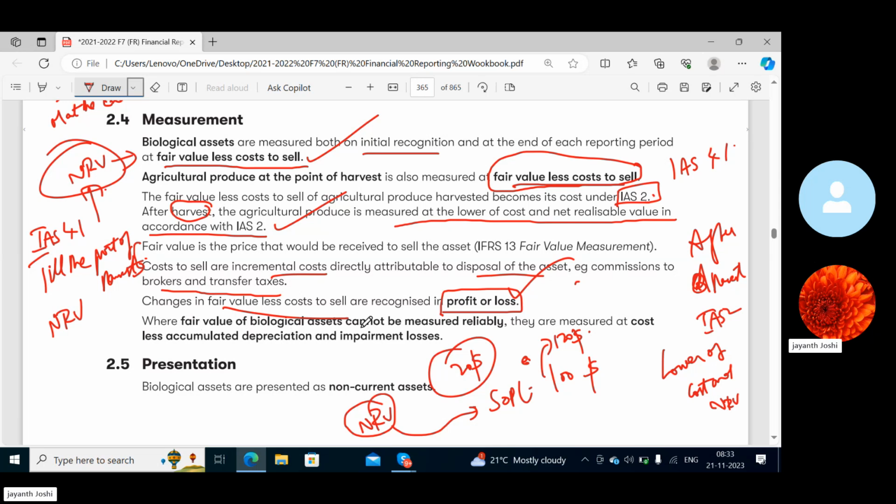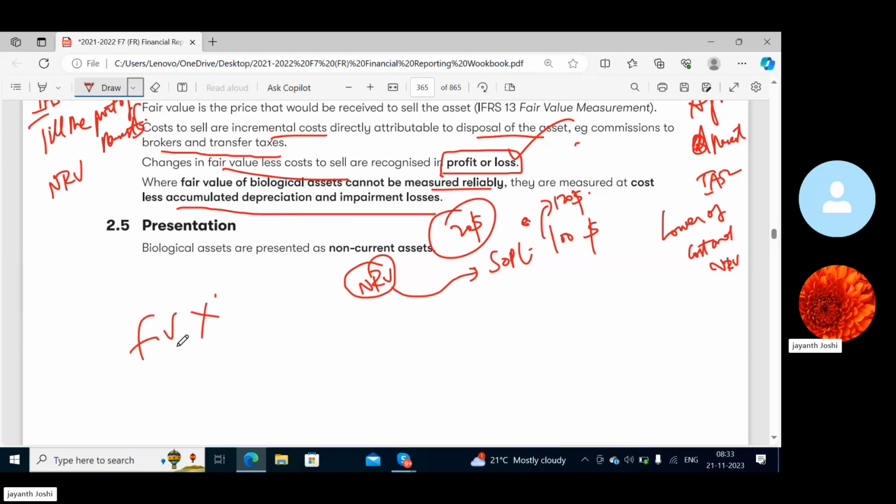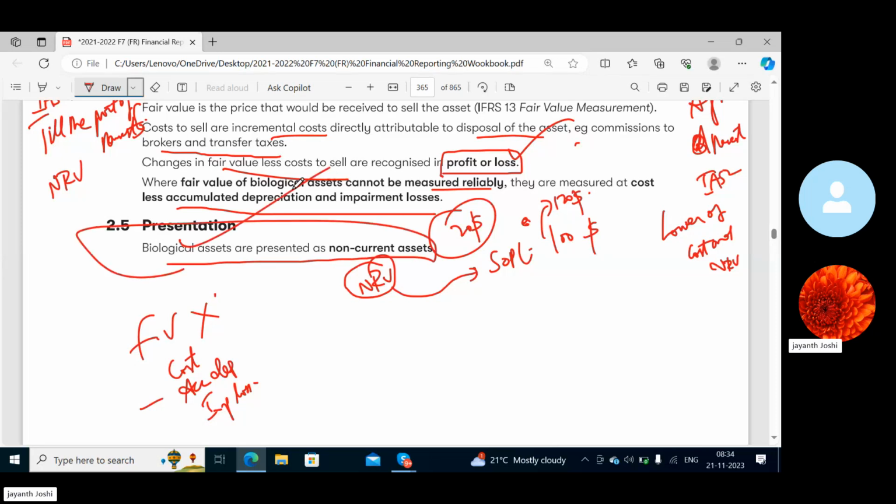Where fair value of biological assets cannot be measured reliably, it should be measured at cost less accumulated depreciation and impairment losses. Did you understand? Where fair value is not available, then cost less accumulated depreciation and impairment loss. And biological assets are presented as non-current assets. This is the presentation.